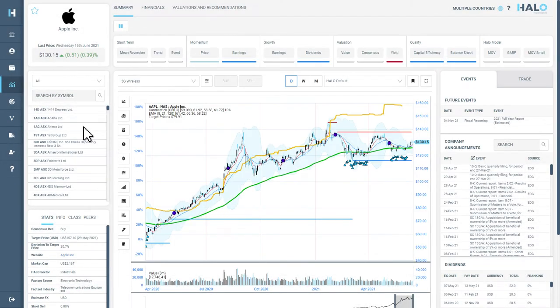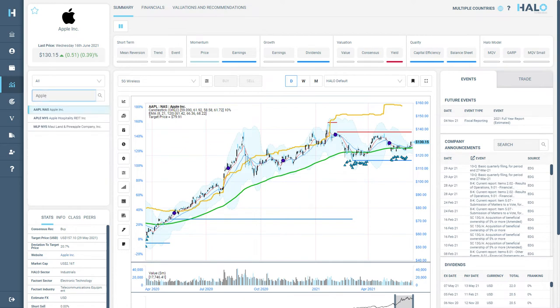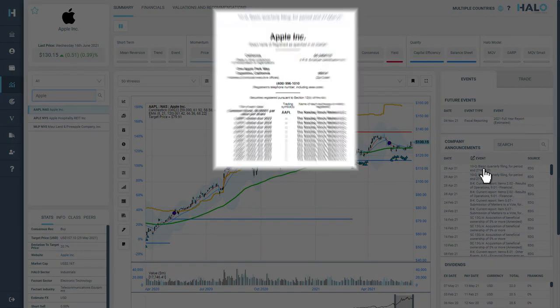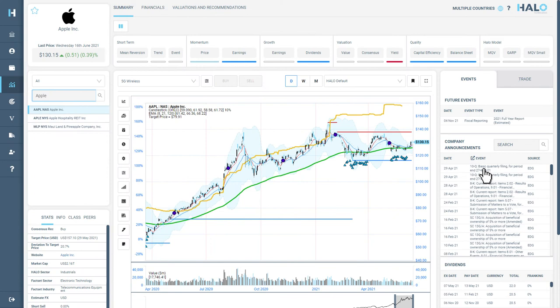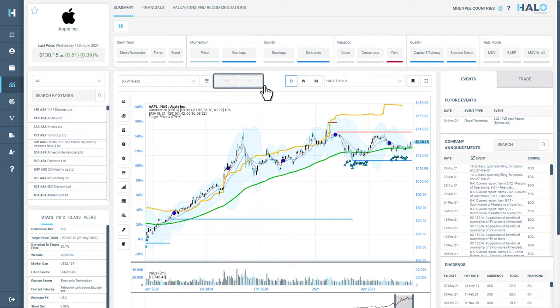Once you have selected the company you would like to analyze, the chart will update to visualize market data, consensus data, technical analysis, buy and sell signals, and more. You can read important company announcements, including future events, by clicking through the table on the right. If you have a Halo trading account, you can also execute trades from this page by clicking the buy and sell buttons at the top of the chart.